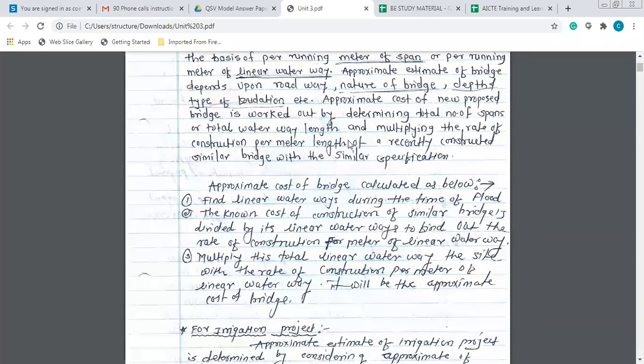Likewise, we will divide that particular bridge into different spans having some particular length. And then we will decide how much cost we require for the construction of a single span. A span may be of 4 meters, a span may be of 6 meters, it may be anything around 4 to 6 meters, not more than that. Because bridge span is nothing but what we are dealing with, the deck slab.